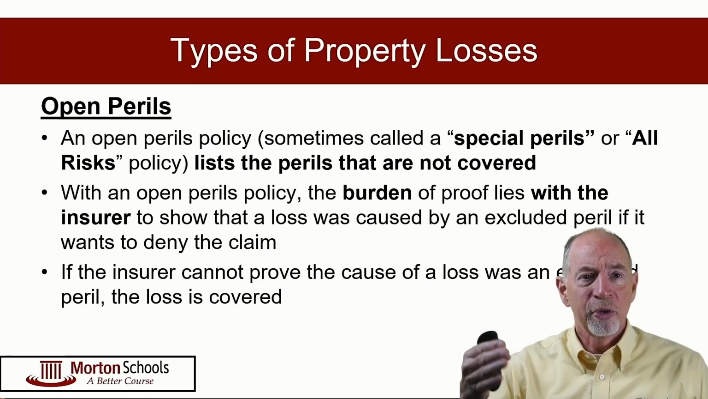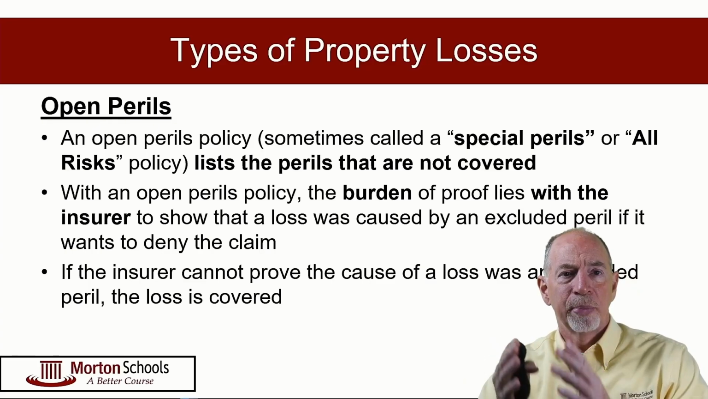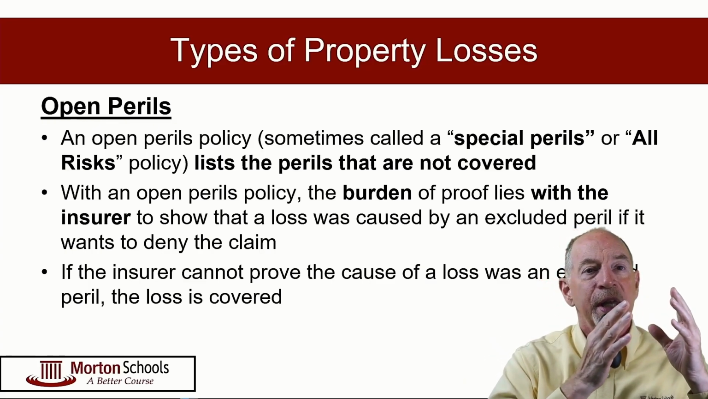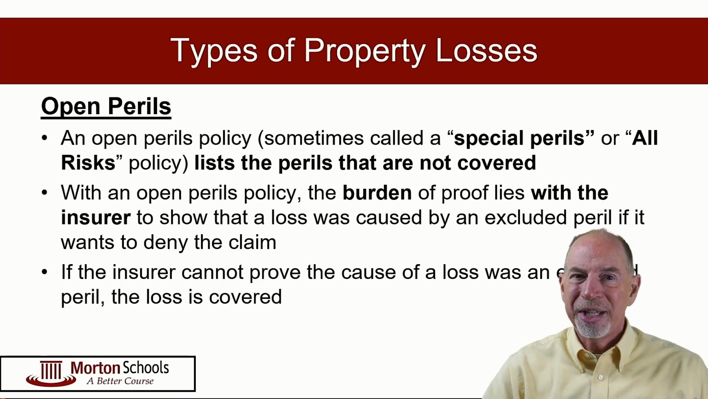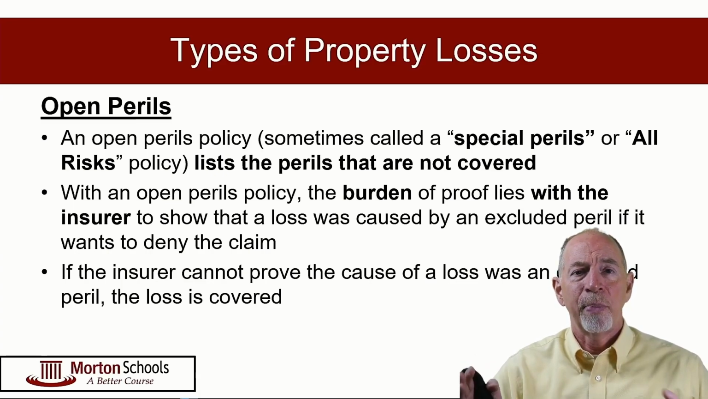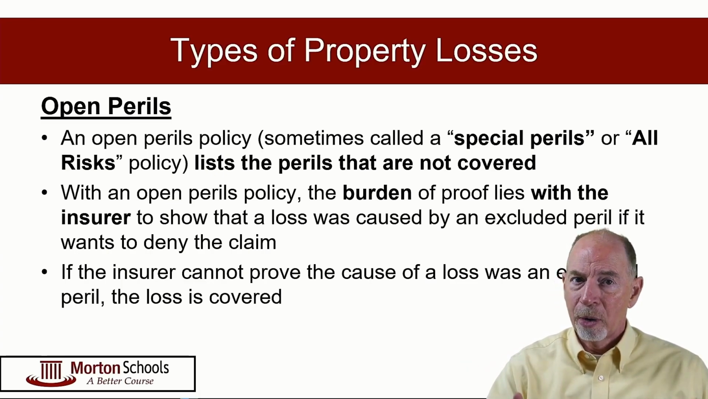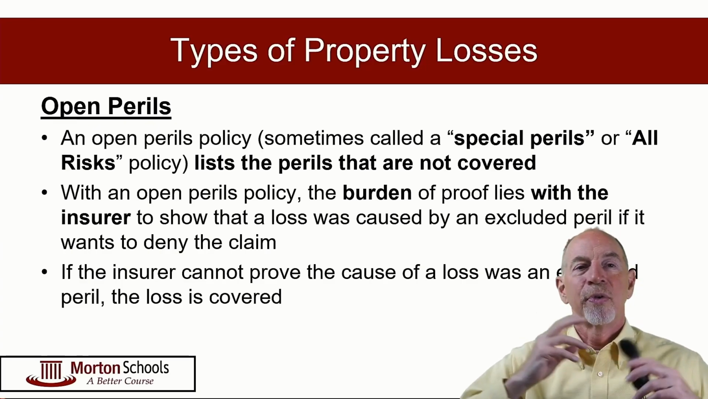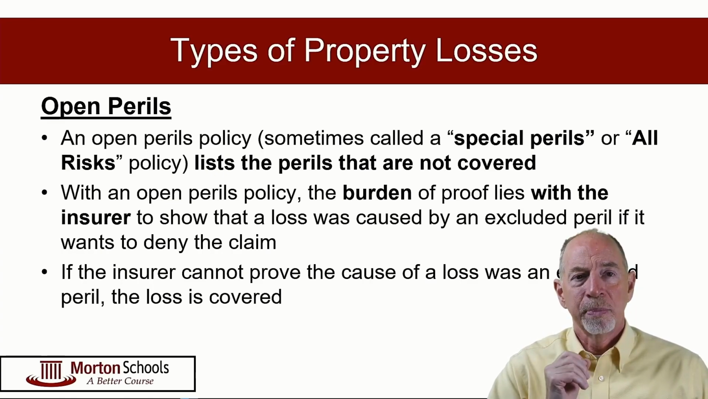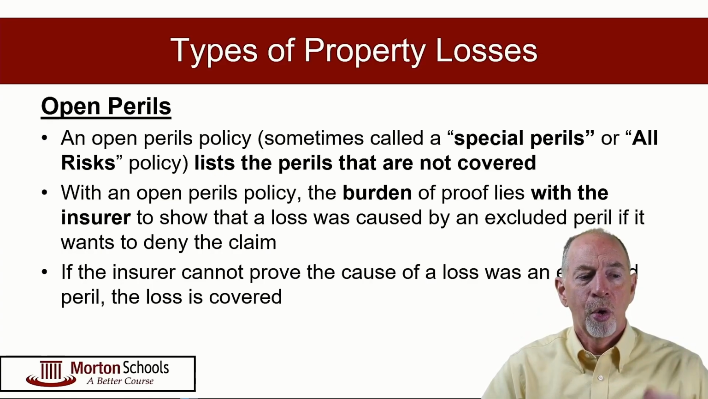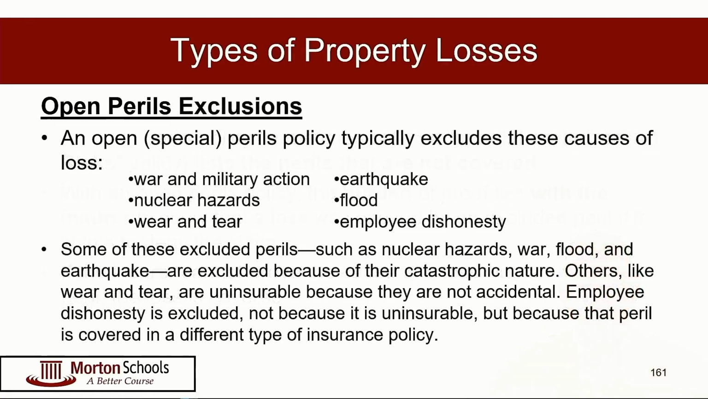And that difference of policy owner having the burden versus the insurance company or insurer having the burden is a big deal when you're trying to get a claim paid. That's why, as we'll see when we start talking about the different policies, the open peril policies are more expensive. They cover a lot more things, but you also have that key point of who has the burden, policy owner or the insurer. So now let's talk about the open peril exclusions.